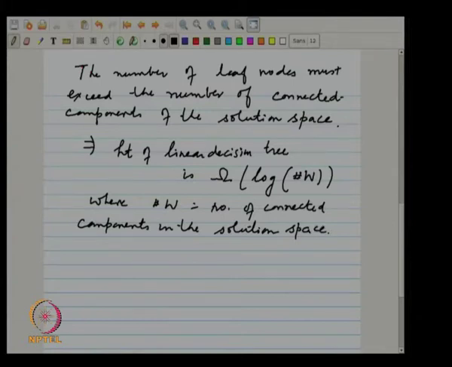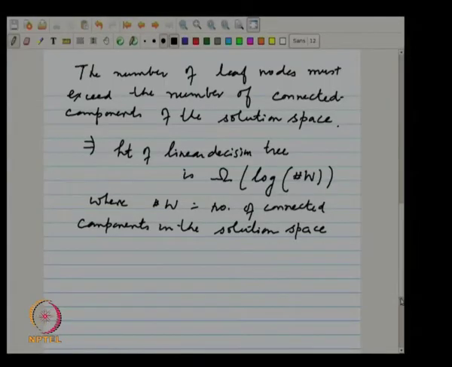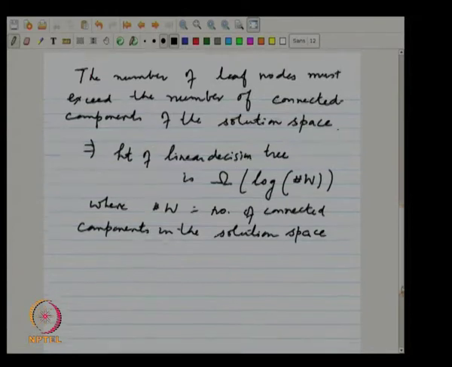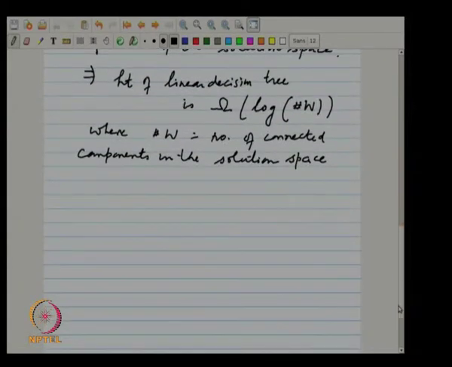So, this is the summary of what we just observed. Therefore, as a corollary, any linear decision tree based algorithm for element uniqueness has at least n log n comparisons, or linear inequalities. It computes at least so many linear inequalities. Okay, so far so fine, but someone comes up and tells me, oh sir, we don't need to compute any linear inequalities. I will just solve the problem in the following way.